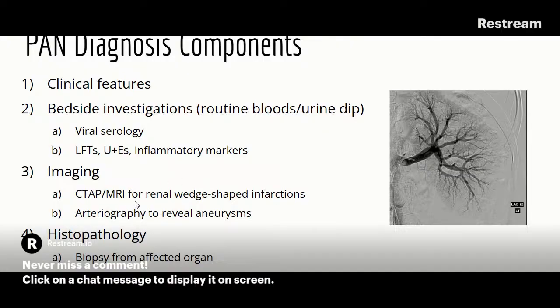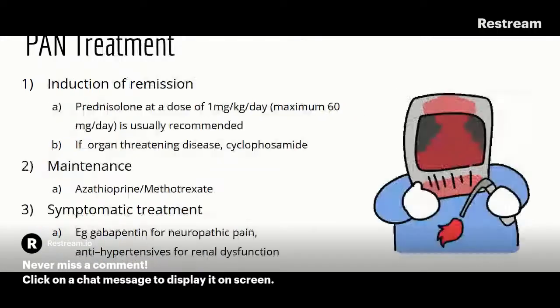So if they're having any kind of renal infarctions, or you suspect they've got quite severe renal disease, you can do a CT-AP or an MRI, which can show these infarctions. And then you can do arteriography to look at the aneurysms. If they're having multiple aneurysms in multiple parts of the body, that can be fairly diagnostic of polyarteritis nodosa. And again, you can take a biopsy from the affected organ. If it's primarily a liver-driven problem, you can take it from the liver. If it's a kidney problem, you can take it from the kidney, etc.